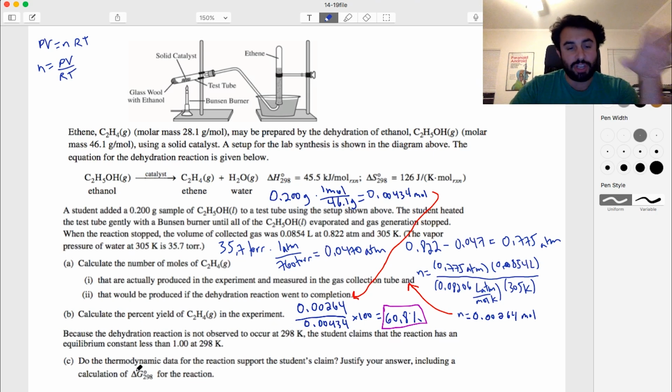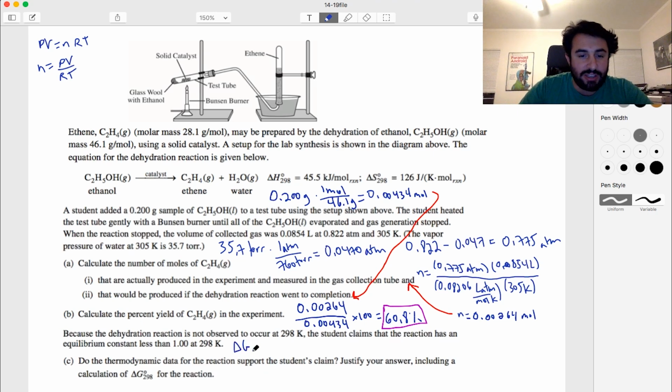And so delta G, remember delta G is about spontaneity. If we're saying that at 298 K the reaction does not occur, then this doesn't seem like it's very favorable. It should not be particularly spontaneous, which means we're probably looking for a positive delta G. However, they want you to calculate it, so that makes sense. We're going to calculate the delta G. Remember that delta G is just delta H minus T delta S. Very important equation. We're going to use it all the time. We definitely need to know that one.